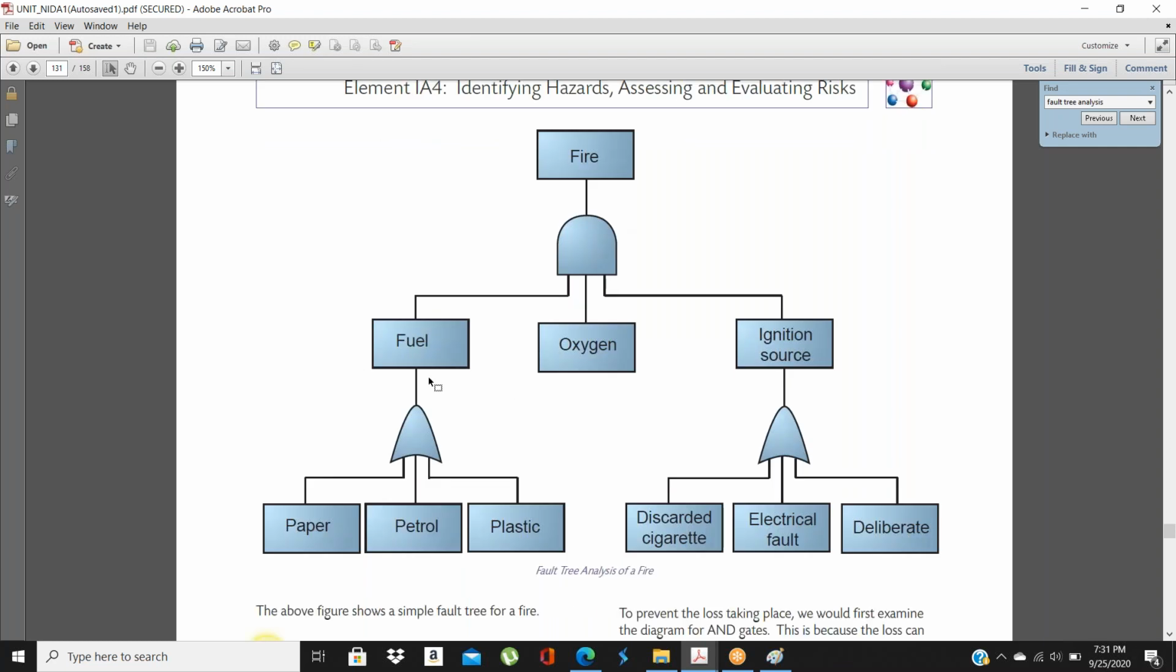Now for the fuel, what will be the main reasons? Either the fuel is petrol, or plastic, or paper. If any of these three is there, then it means the fuel is there. Clear?